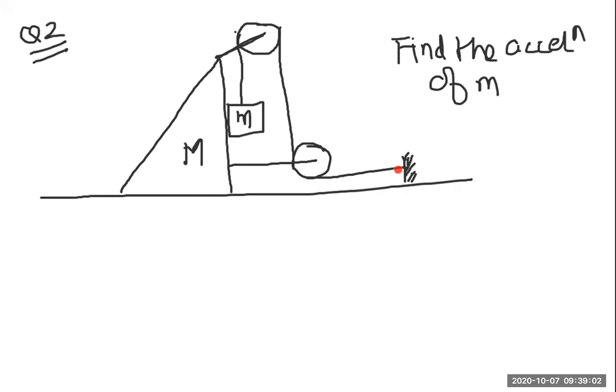Now, if the wedge is moving horizontally, that means that small m must also move horizontally because they are in contact with each other. Look at the surfaces in contact with each other. The surfaces in contact with each other are vertical. Therefore, the acceleration of capital M and m horizontal must be same. यही तो wedge constraint का statement है.